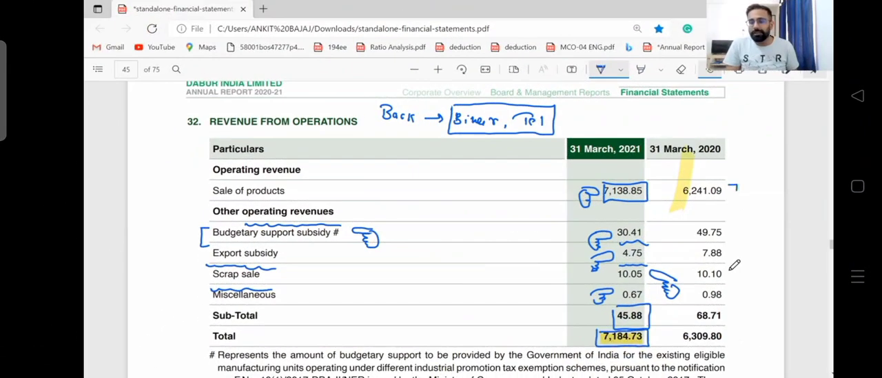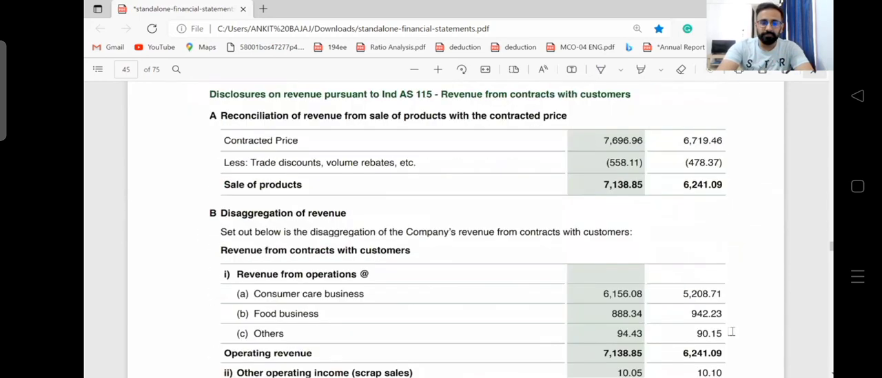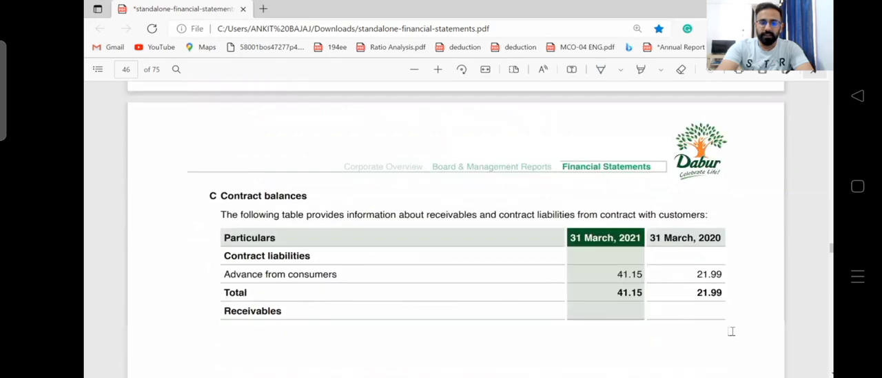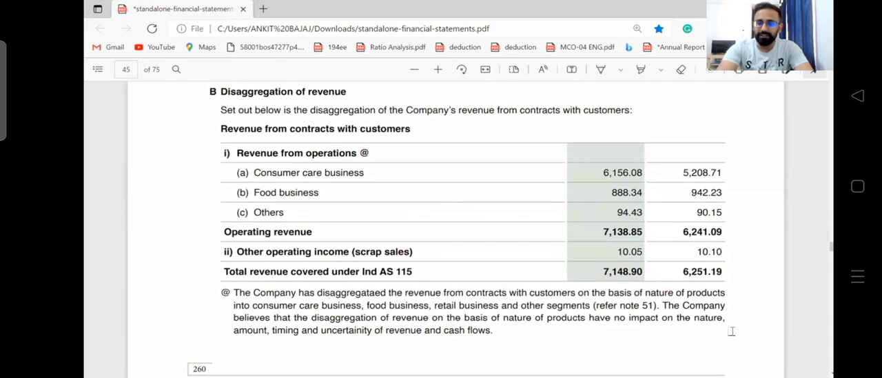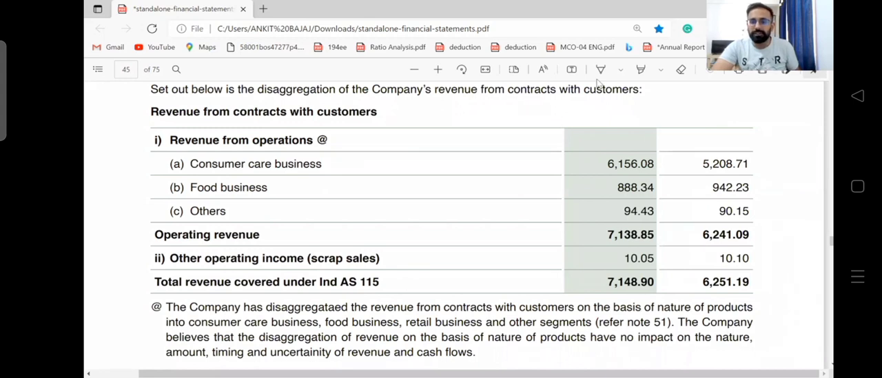Same they have done for the previous year, right? And we have seen other income. Now I will show you the note of other income. Here, if you want to see how they have generated this 7,138 crore revenue, further bifurcation is given, right? From consumer care business, they are generating 6,156 crore. From food business, they are generating 888 crores. And from other businesses, they are earning 94 crore, right?